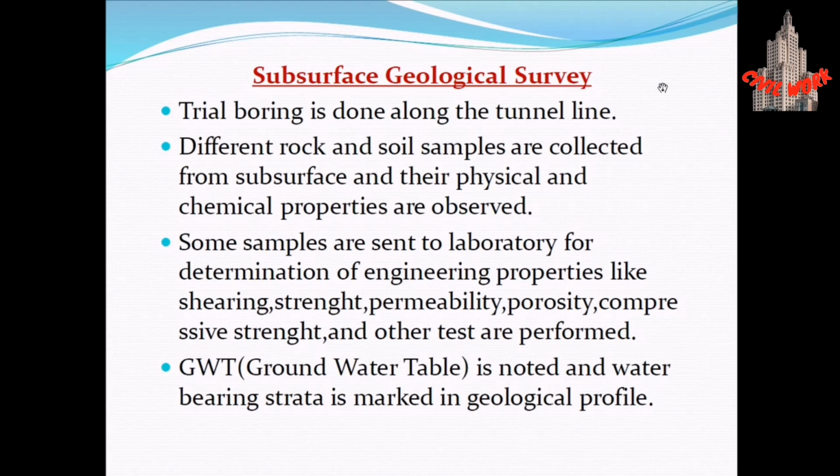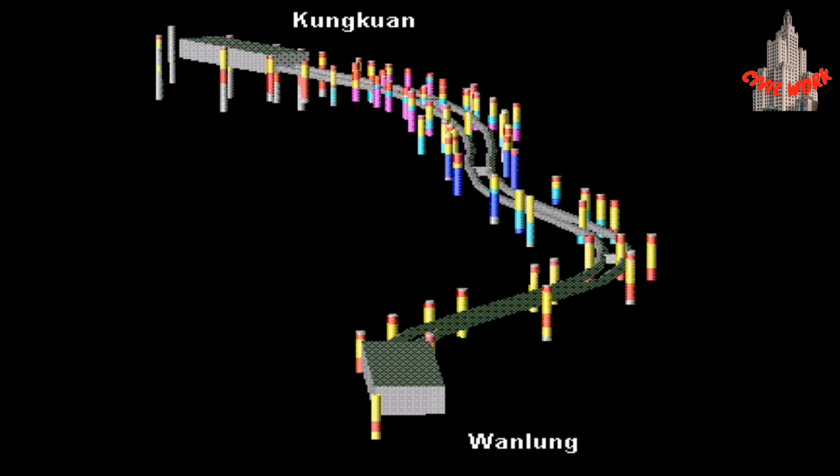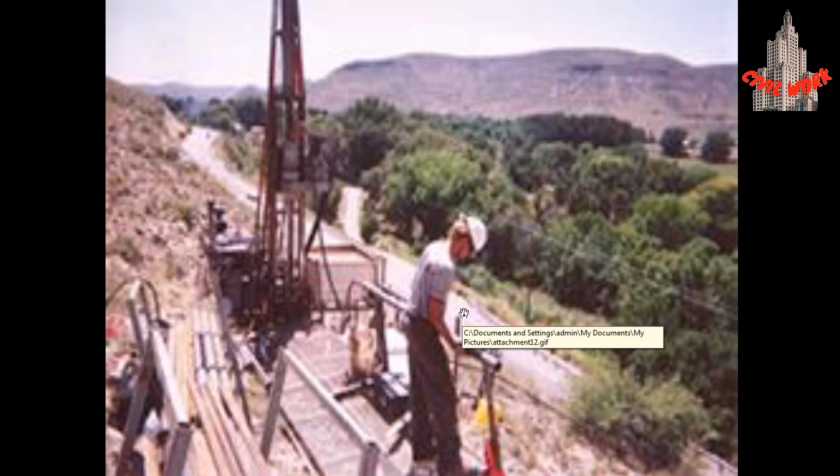Subsurface geological survey refers to trial boring and the collection of different soil samples from the area where we have to construct the tunnel. Some samples are sent to the laboratory for determination of engineering properties like shearing strength, permeability, porosity, compressive strength, and other tests are performed. The groundwater table is noted and water bearing strata is marked in the geological profile. This figure shows how we bore holes in our strata to find different soil properties, and this figure shows the demonstration of boring a hole in the strata.